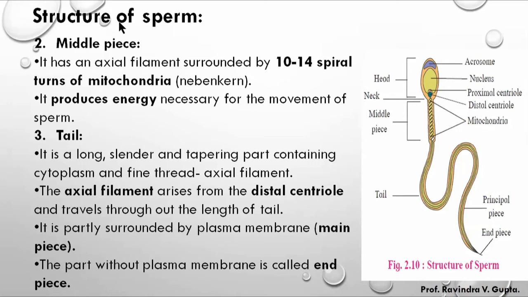So the next part is the middle piece. Now you can see this part, that is called the middle piece. The middle piece of this sperm consists of spirally coiled mitochondria. It has an axial filament surrounded by 10 to 14 spiral turns of mitochondria. Means inside the middle piece region there is an axial filament. On that axial filament, you can see that spirally coiled mitochondria are present.